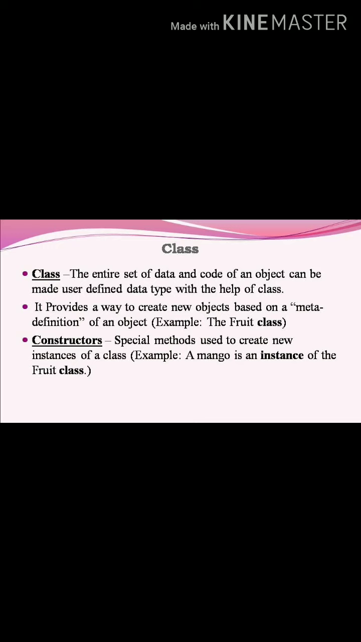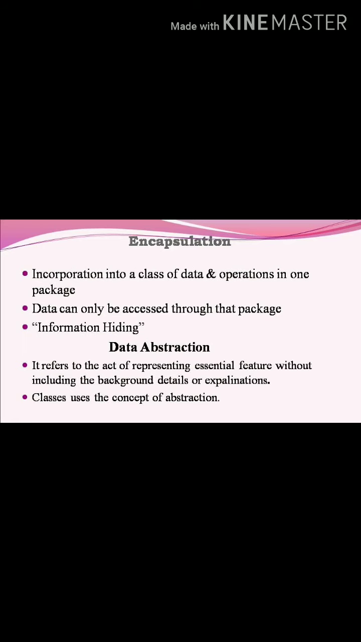Once a class has been defined, we can create any number of objects belonging to that class. Each object is associated with the data of the type class with which it was created. Thus, a class is a collection of objects of similar type. For example, mango, apple, and orange are members of the class fruit. Classes are user defined data types and behave like built in types.